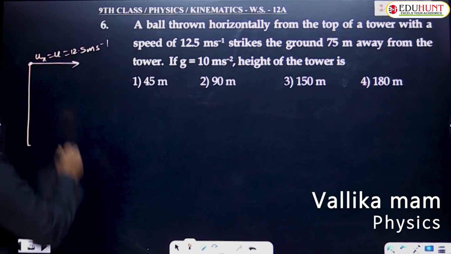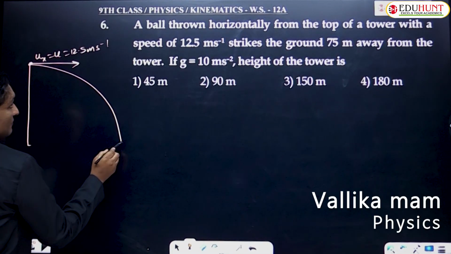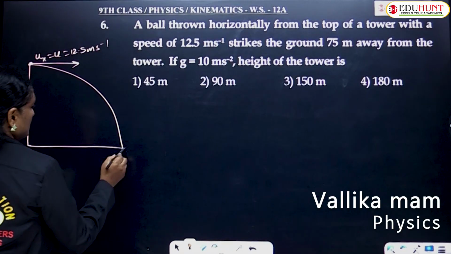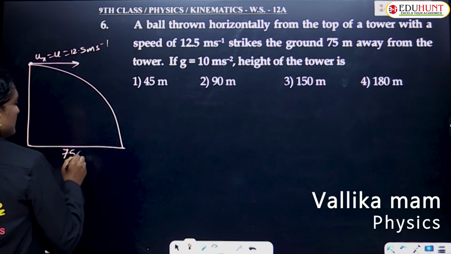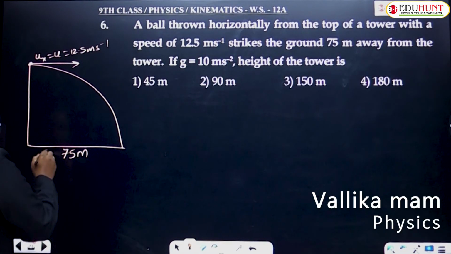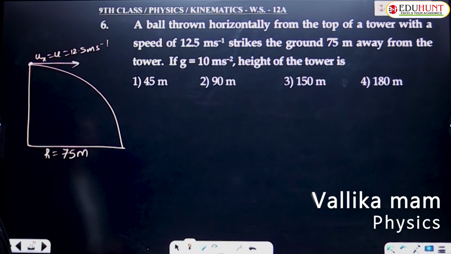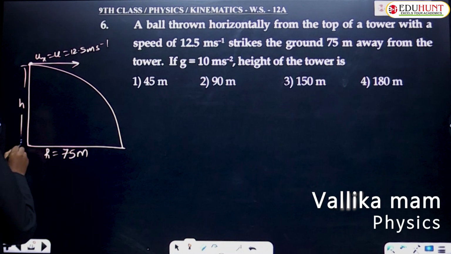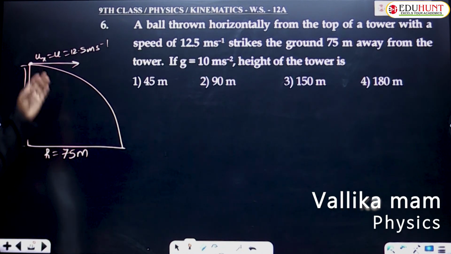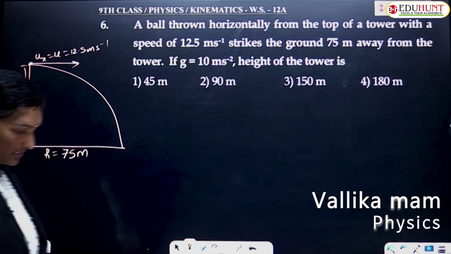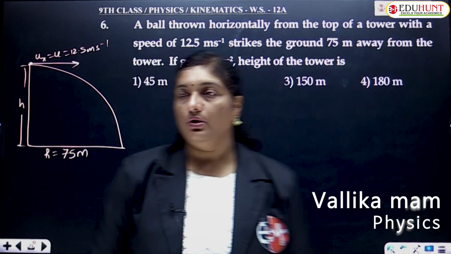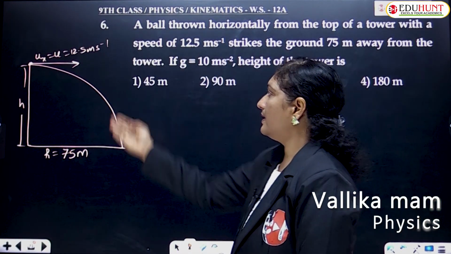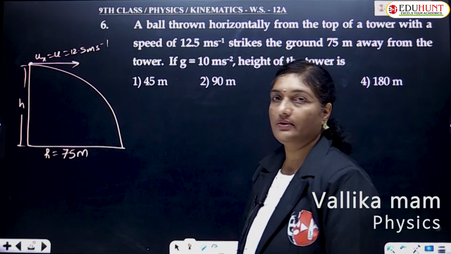It strikes the ground 75 meters away from the tower. So the range of the ball is given as 75 meters. If g is 10 meters per second squared, you are asked to find the height of this tower. So range is given and also the initial velocity of the throw is given. Children, what is the relation between range, height and initial velocity?